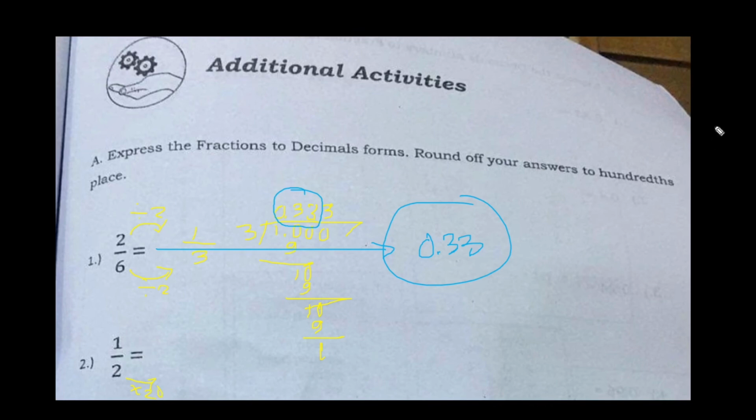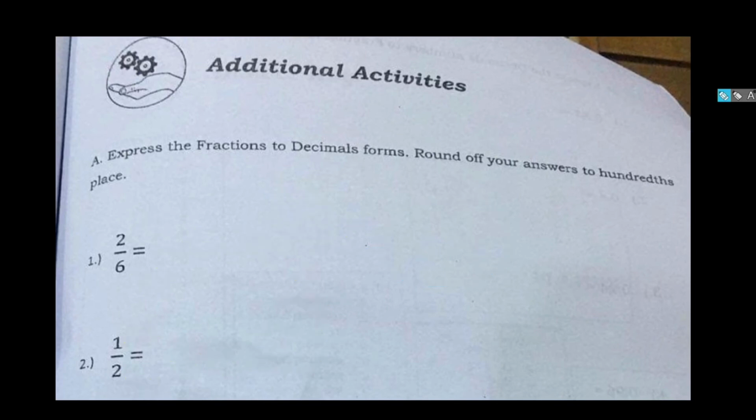Answer. Now for 1/2, we can just multiply that by 20. Oh no, 50 to make it 100. And then multiply this one also by 50, which will give you a 50 over 100, which is just equals to 0.50 hundredths. This is the final answer, 0.50. Okay, let's go to the next number.